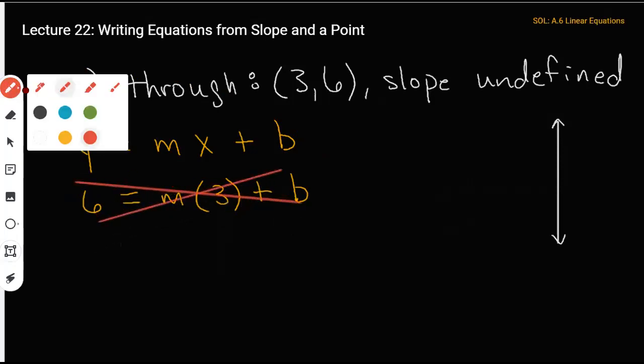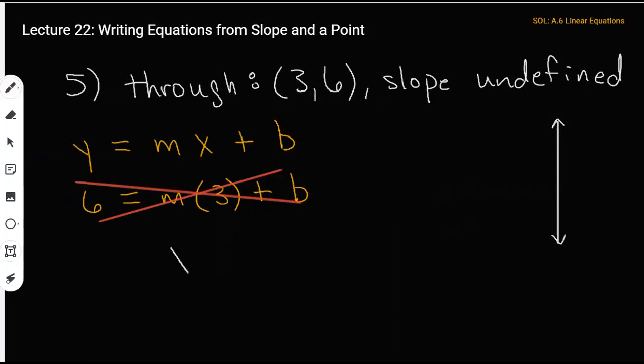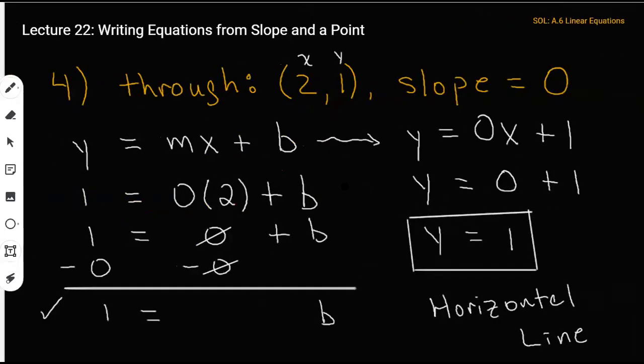So there must be another way I can do it. And there is another way. I'm going to write my answer as x equals 3. And I'm done. That's going to be my answer. So whenever you have a vertical line, it's always going to be x equals something. Whenever you have a horizontal line, it's going to be y equals something.